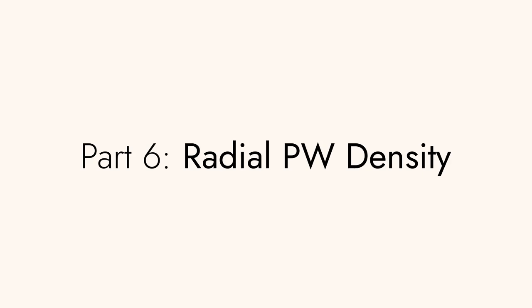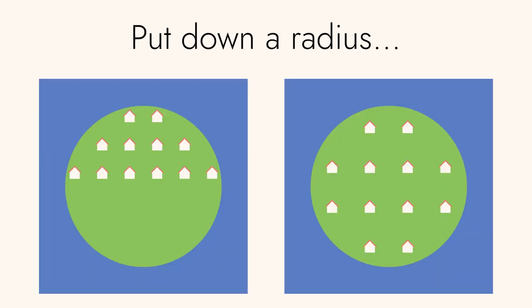It's called radial population weighted density. Let's get into it. So the idea here is that we put down a radius of a particular size. Now this is a parameter, right? This is an arbitrary parameter that we're picking, but I'll discuss techniques for choosing which parameter value to pick later on.